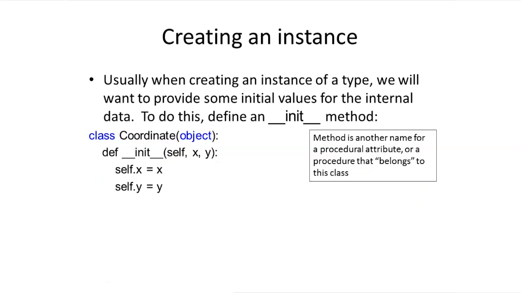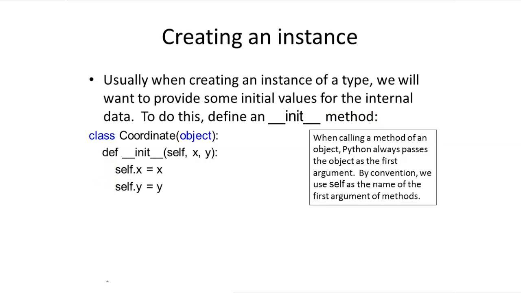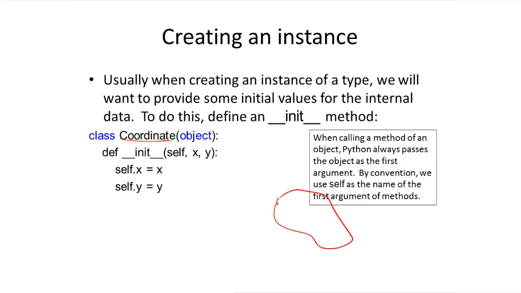But just to clarify this, what we now have is we're defining a method. And method is just another name for a procedural attribute. It's a procedure because I'm defining it, just like I would with any procedure. But it's an attribute because it's done inside of the Coordinate class, so it belongs to Coordinate. This is the __init__ method that works on any Coordinate instance. Okay, so what's that funny thing self doing there? Well, whenever we call a method on an object, Python is always going to pass into that procedure the object itself. Think of it this way. I'm going to call Coordinate. It's going to create out in memory somewhere a frame.